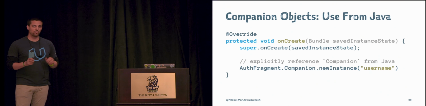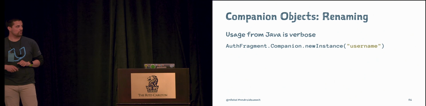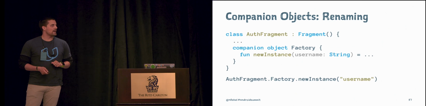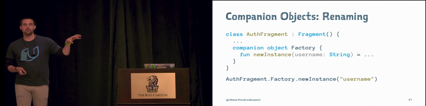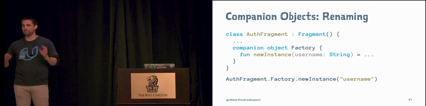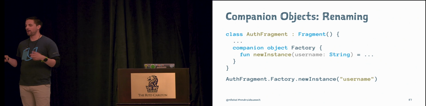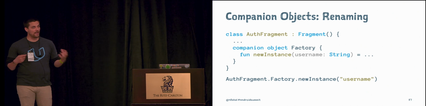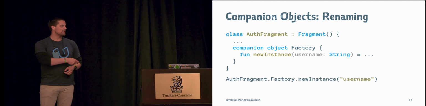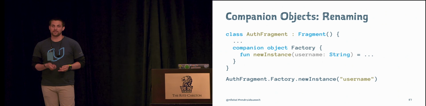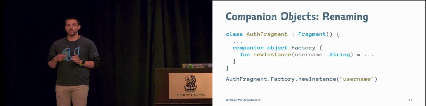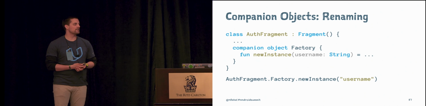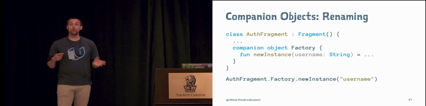However, thankfully, there's a couple things we can do to make this better. One thing is that we could actually rename that companion. Maybe companion doesn't give you a lot of information. There's no semantic meaning behind that. You could change that to something like factory. So now the invocation of this is a little bit more clear. We could say factory, not new instance. So maybe you're going to have multiple factory methods on here. This now doesn't look quite so crazy.